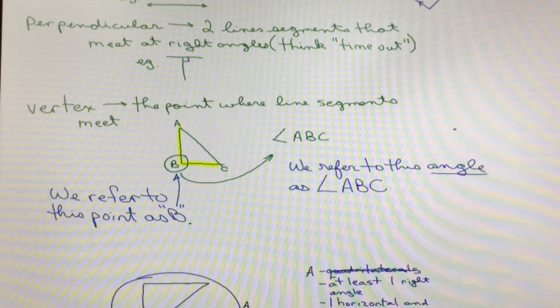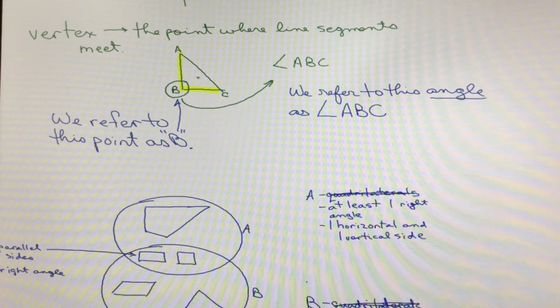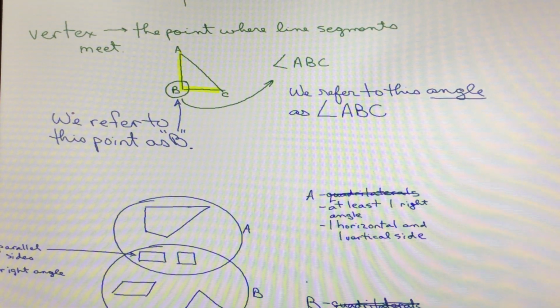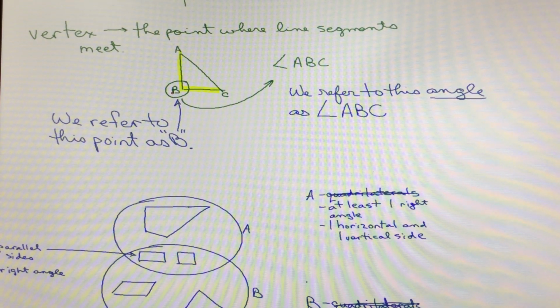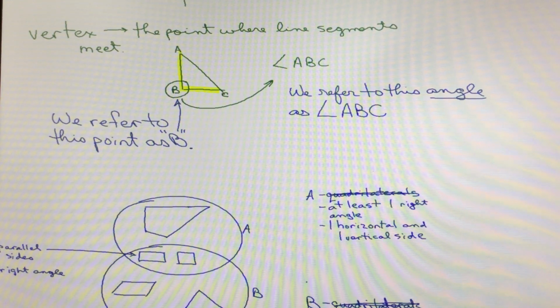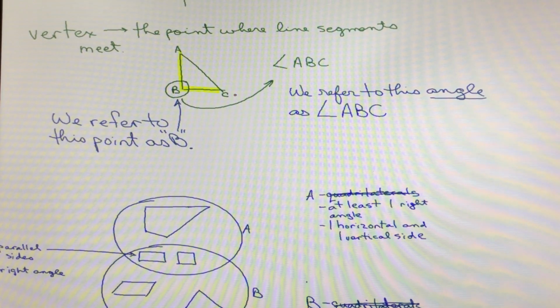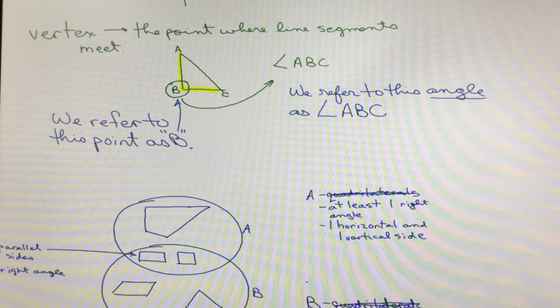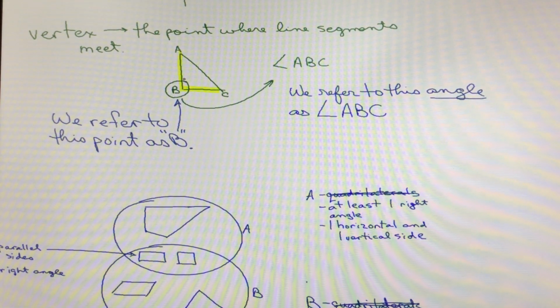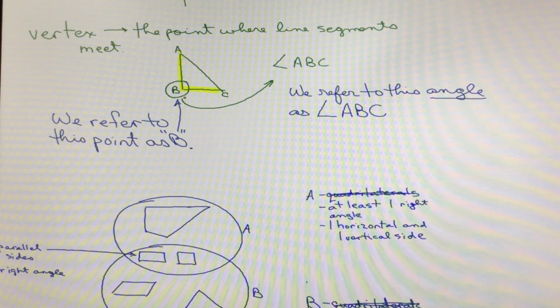A vertex is the point where line segments meet. In this case, we have a triangle, and the vertices are labeled A, B, and C. So we refer to this point as point B, but we refer to this angle as angle ABC. We could also refer to it as angle CBA. But the angle we're referring to has the middle term, in this case B. That one there, because it's in the middle, means that we're referring to this angle here.